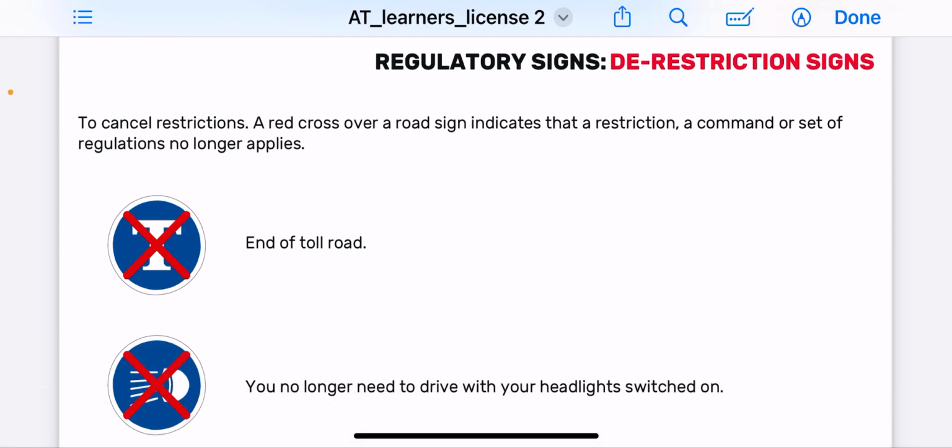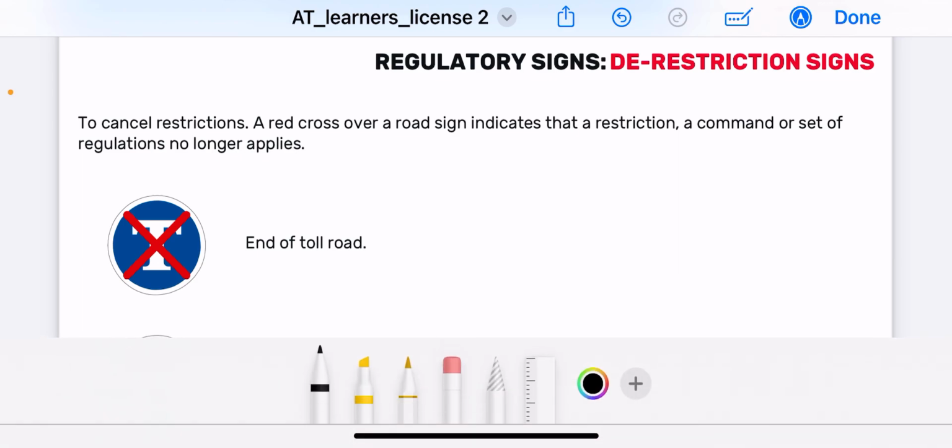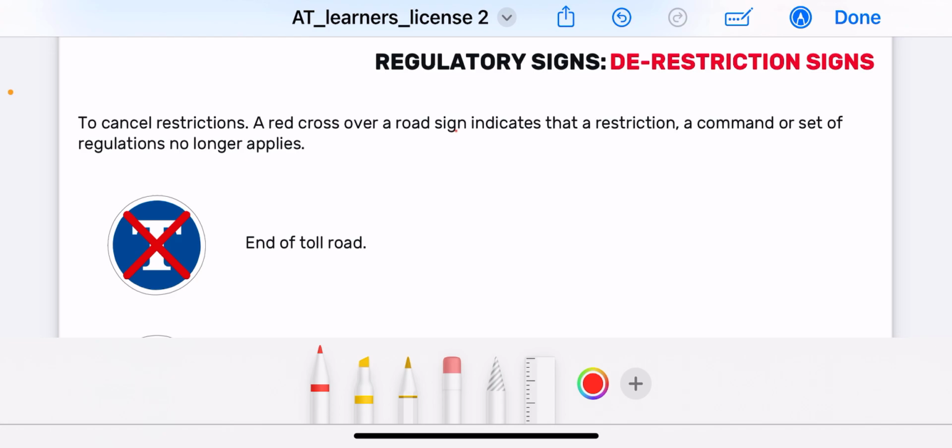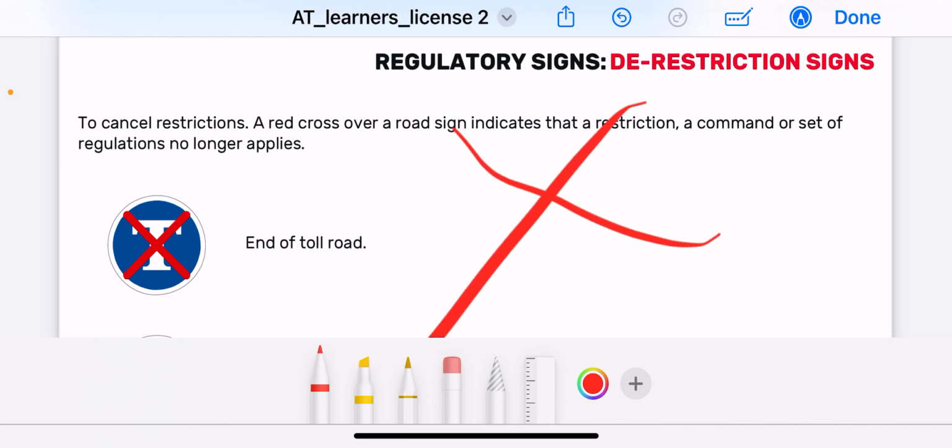I thought we were going to get to road markings, but we can't. So we'll cover it the next lesson. So the D restriction signs, this is to cancel restrictions. A red cross over a road sign indicates that a restriction, a command, or set of regulations no longer applies. So with all the boards that you have seen, the command signs or whatever, once you see a red cross like this over them, that means that law, that restriction, that command does not apply anymore.